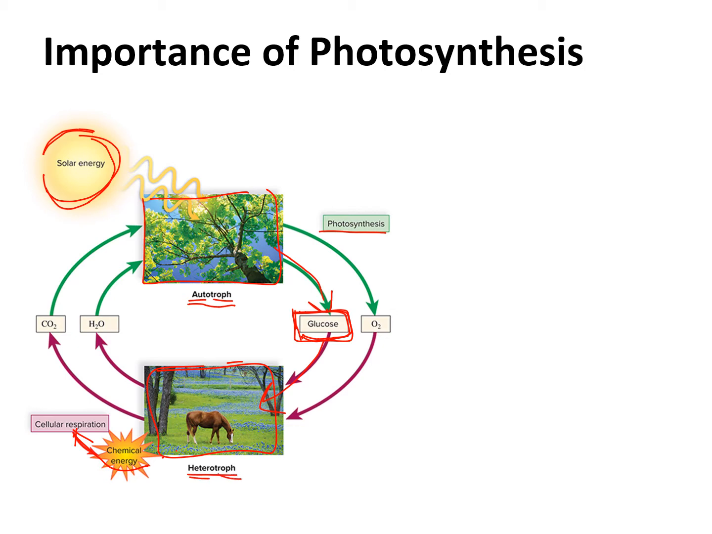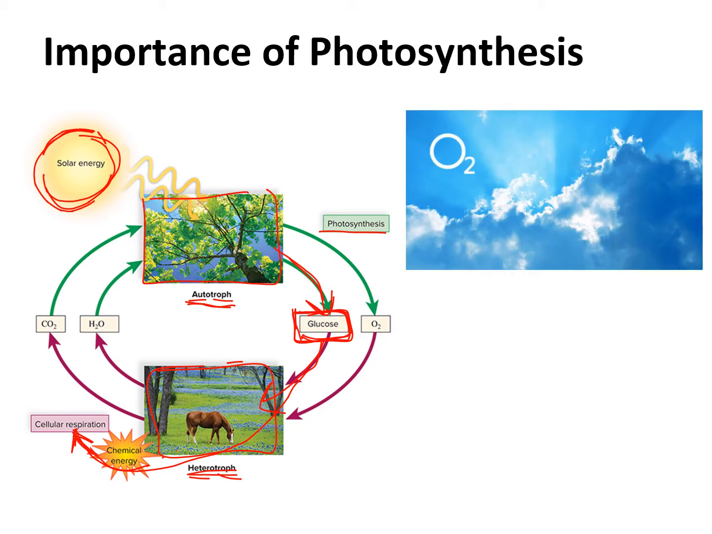So this is the flow of energy in any ecosystem, terrestrial or aquatic. The energy originally comes from the sun. The autotrophs are able to convert that light energy into glucose. And then the heterotrophs eat the autotrophs, taking that glucose and converting that energy into ATP by cellular respiration.